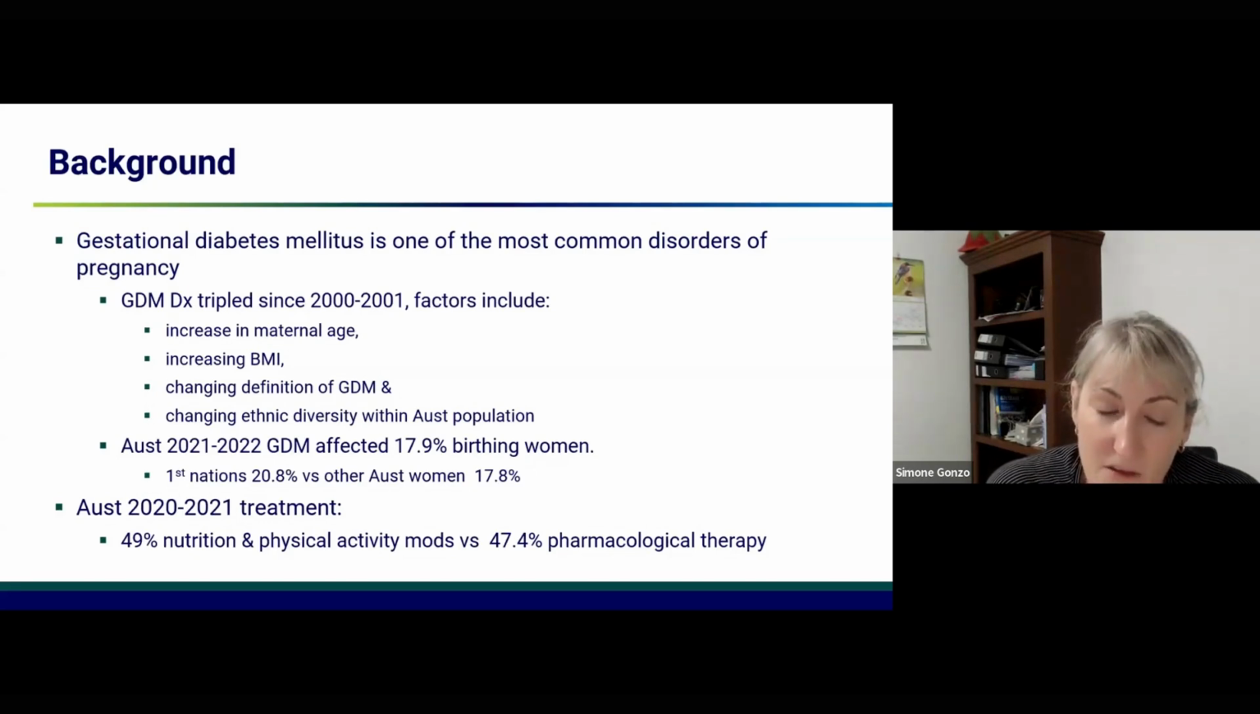The treatment, interestingly, I thought, even though we're not really discussing treatment, I thought it was interesting just to see how that was split in the last few years. Even though we've had an increase in gestational diabetes diagnosis, it's really only been 47% of those patients that go on to require, or be prescribed, pharmacological therapy. Still quite an even split. 49% are just being managed with nutrition, physical activity modifications, and dietary changes to manage that glucose level.